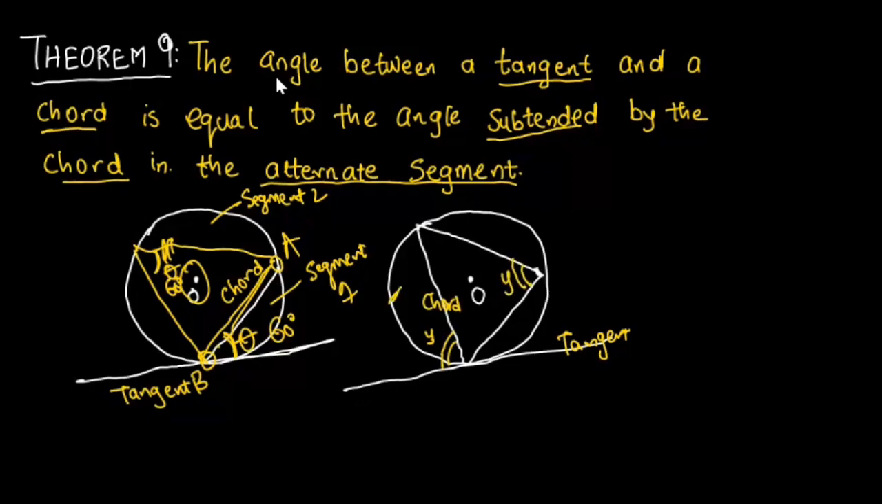So this is one segment, this is the other segment, because this line, which is the chord, divides that circle into two segments. We call the smaller one a minor segment and the bigger one a major segment. So in essence, the angle between the tangent and the chord will be equal to the angle subtended by the chord in the other segment. That's what the alternate here means. Not in that same segment, but on the other side of the chord.